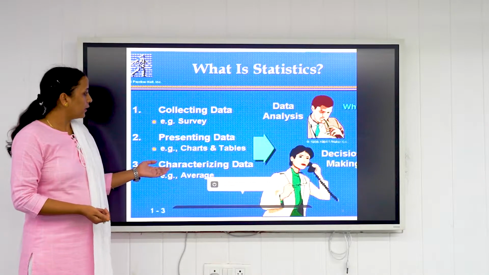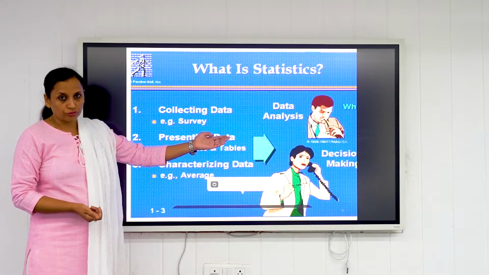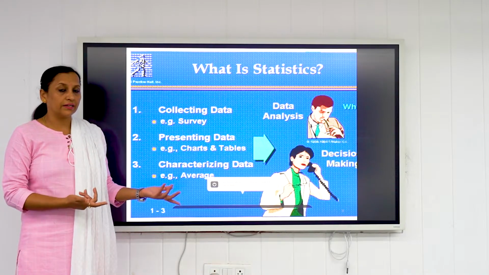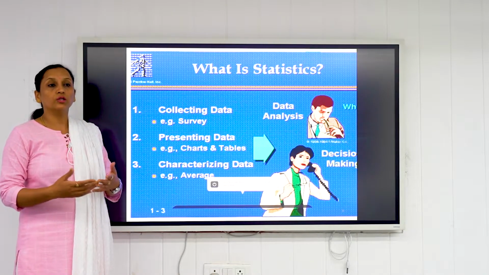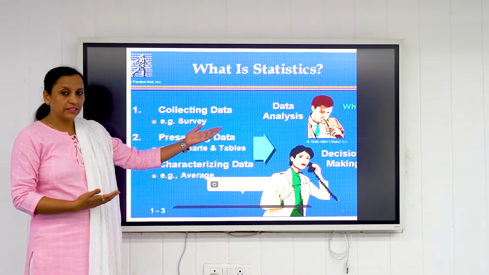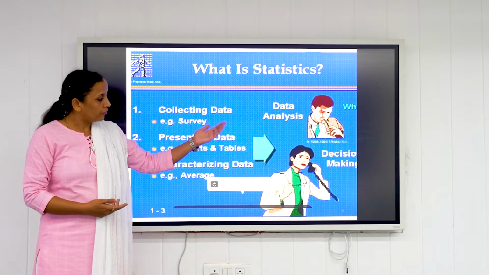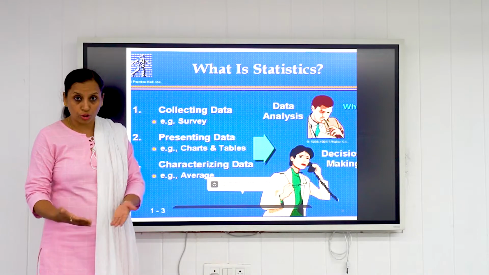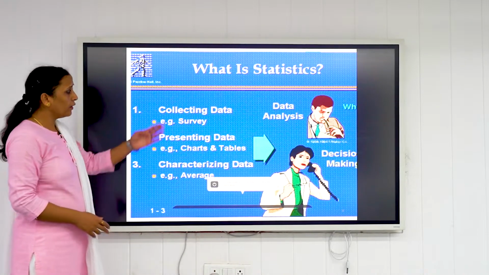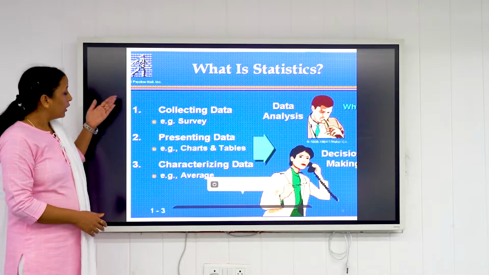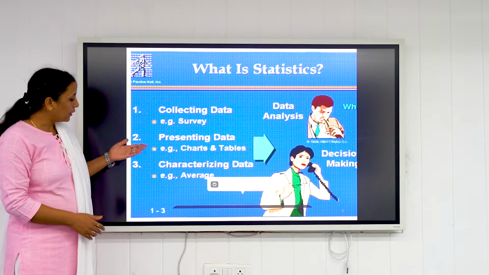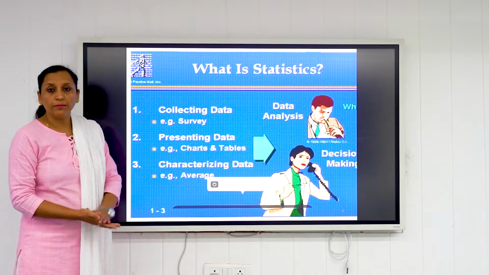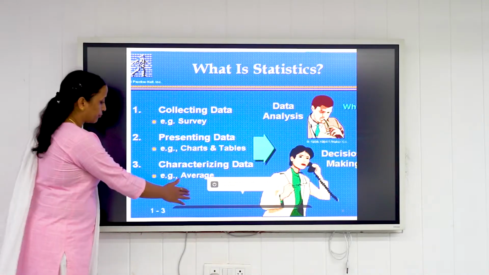And then, if we want to analyze that data, there are various tools and techniques like t-test, z-test, ANOVA. There are so many techniques to analyze the data, and after analyzing the data, we can make decisions for the future also. So statistics is collecting data, presenting data, characterizing data, data analysis, and then making decisions for the future.